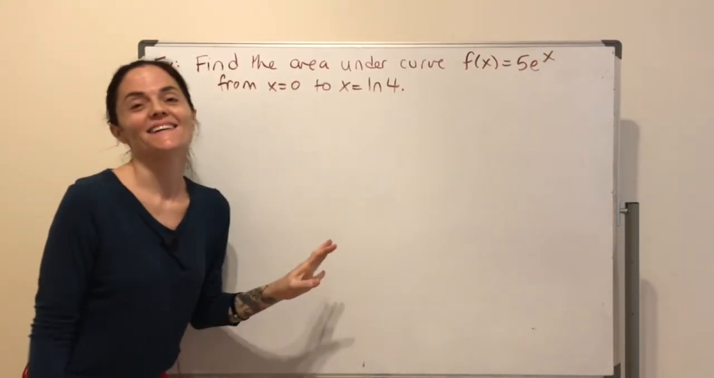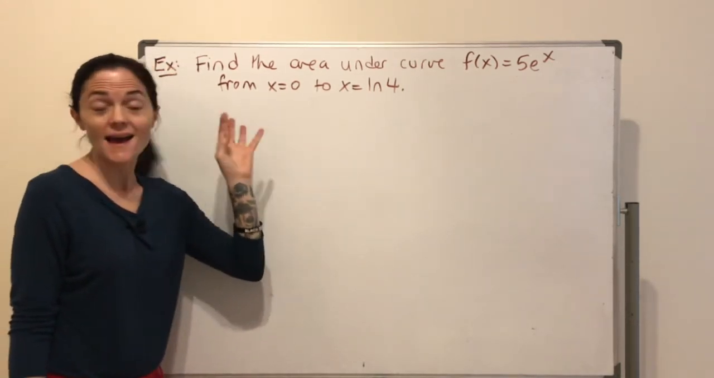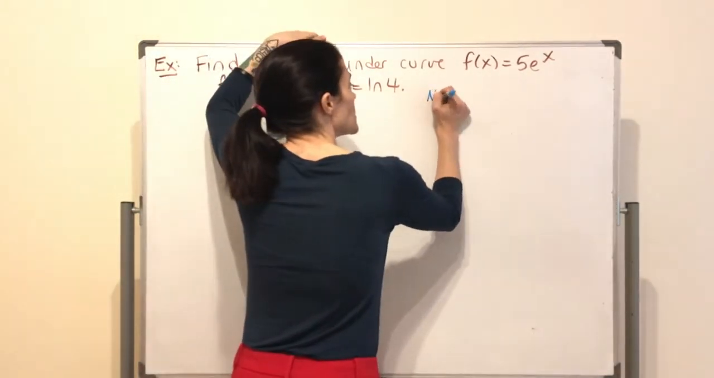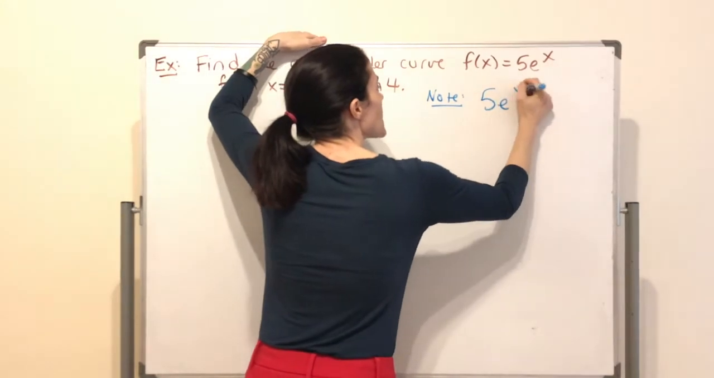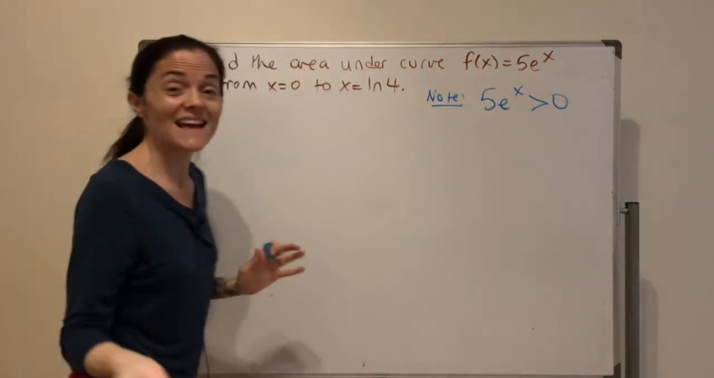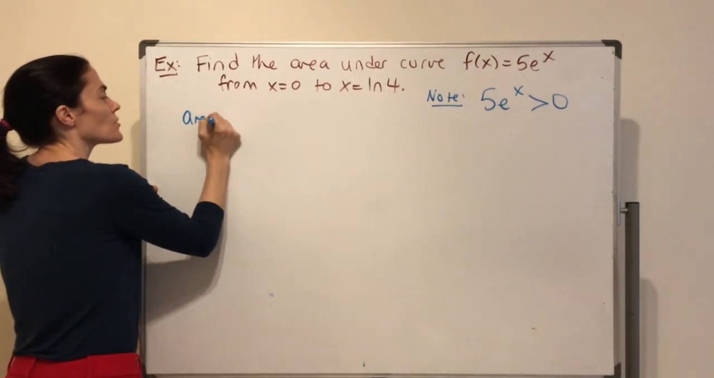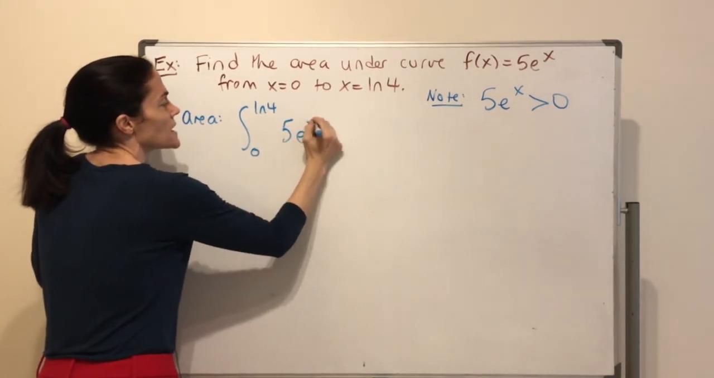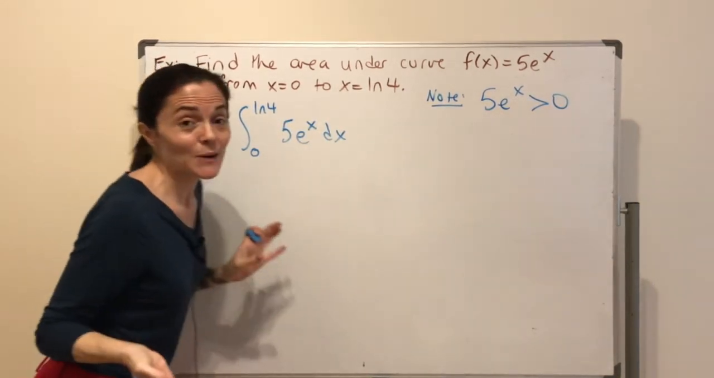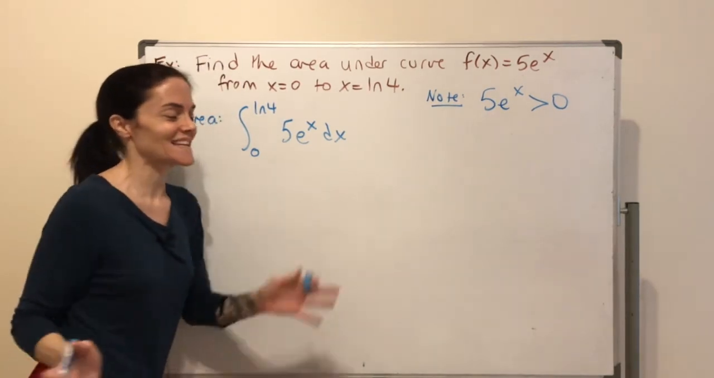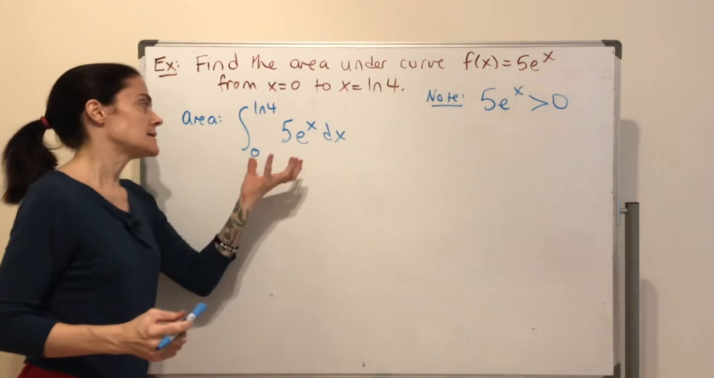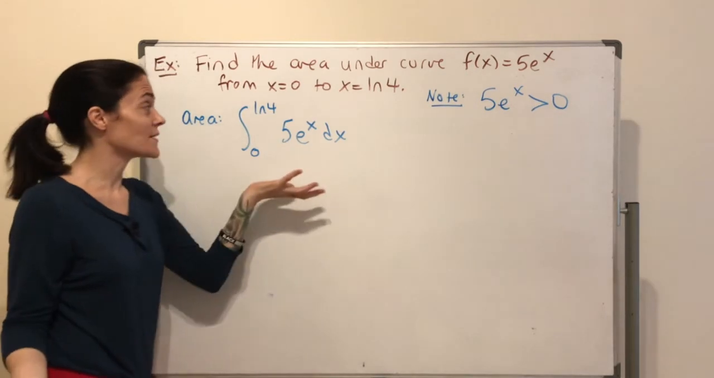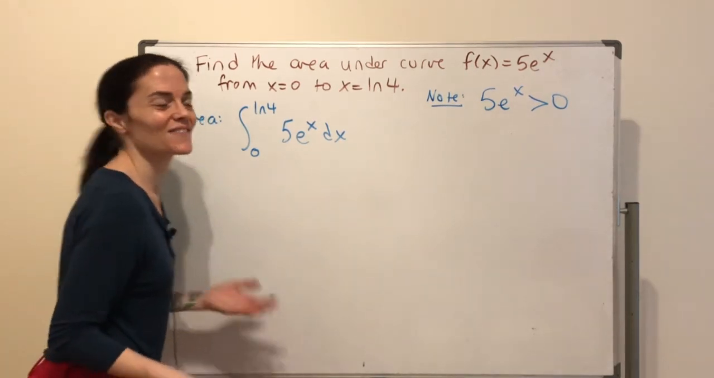Now we want the area under the curve of 5e to the x from x equals 0 to x equals ln 4. And just a comment, we note that 5e to the x is always positive, and so the area under the curve is the definite integral from 0 to ln 4 of 5e to the x dx. Now, unlike when we were using triangles and rectangles to calculate area, this one, it's a curve, right? It's not a geometric shape. And so the way to calculate this is really the fundamental theorem of calculus.